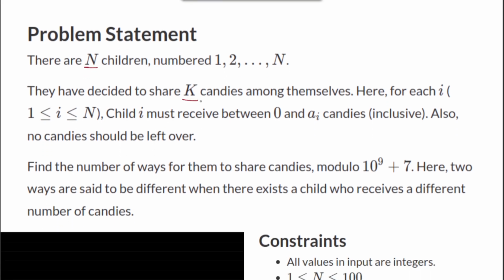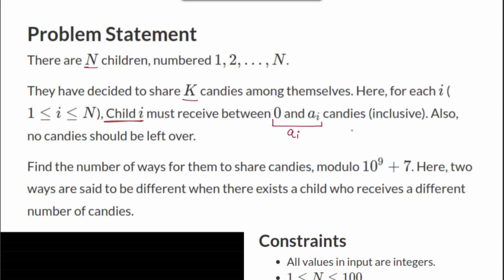The problem states that there are n children numbered from 1 to n, and they have decided to share k candies among themselves such that for each i between 1 and n, the ith child must receive a number of candies between 0 and a of i, inclusive. This is a parameter for each child which is given to us, and also no candy should be left over.